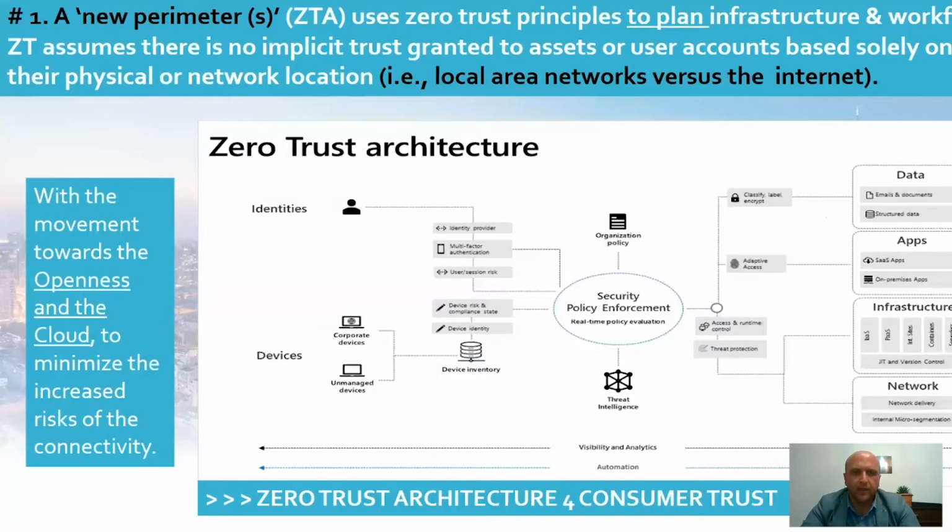So this is an illustration of zero trust architecture. It uses zero trust principles to plan infrastructure and workflows. Zero trust assumes there is no implicit trust granted to assets or user accounts based solely on their physical or network location, local area network versus the internet. Again, what this means is that we need to extend our secure internal networks to the internet. We need to have the same control measures when we are talking about the cloud.